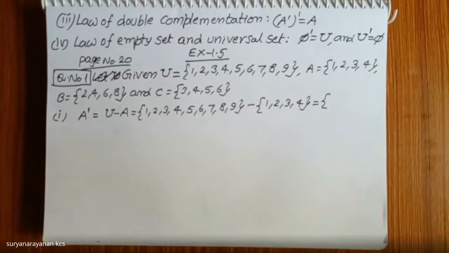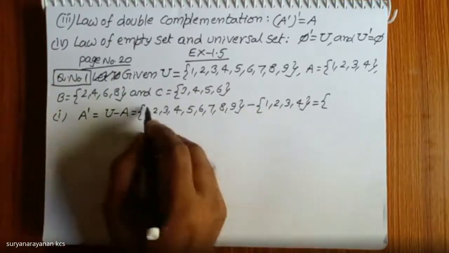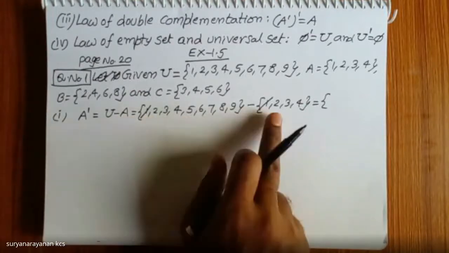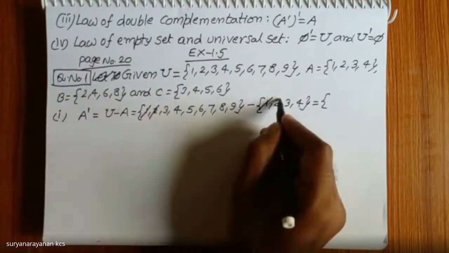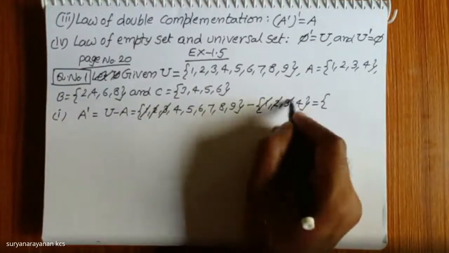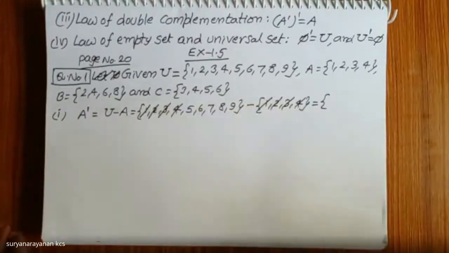How can you find it? What I told: we have to find common elements and strike out. In the first set, 1 is there. Here also 1 is there. Strike out the common element. All of you listen carefully, my children. Follow these steps carefully. In the first set, 2 is there. In the second set, 2 is there. Strike out that. In the first set, 3 is there. In the second set, 3 is also there. In the first set, 4 is there. In the second set, 4 is there.